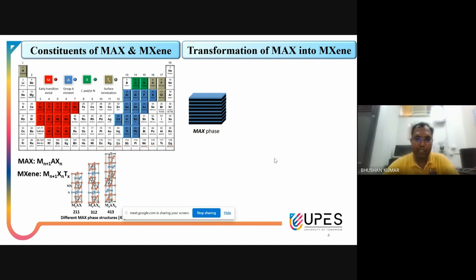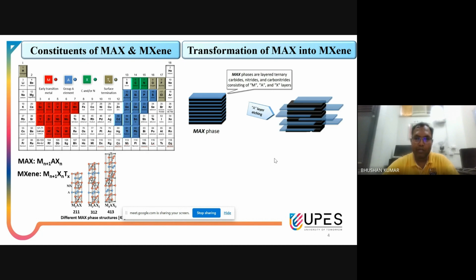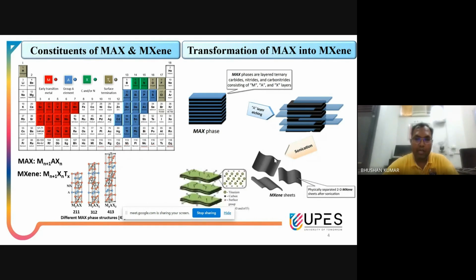Now this is the MAX phase. We can see the different layers of M, A, and X. If we remove the A layer, we get MXene, and after sonication, we get single-layer MXene sheets. Now, these are the different surface termination groups. If we look at the micrographs, we can see the accordion-like nanostructure of this MXene.